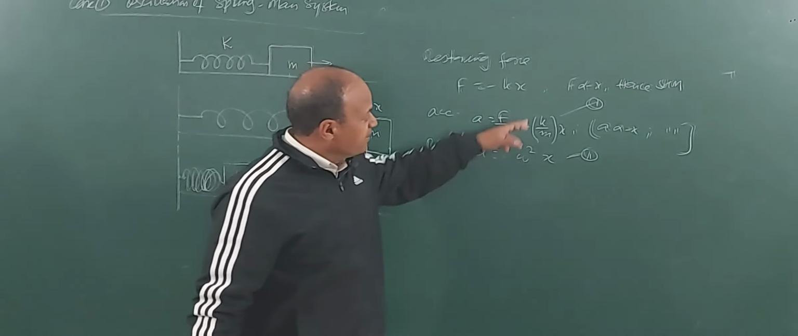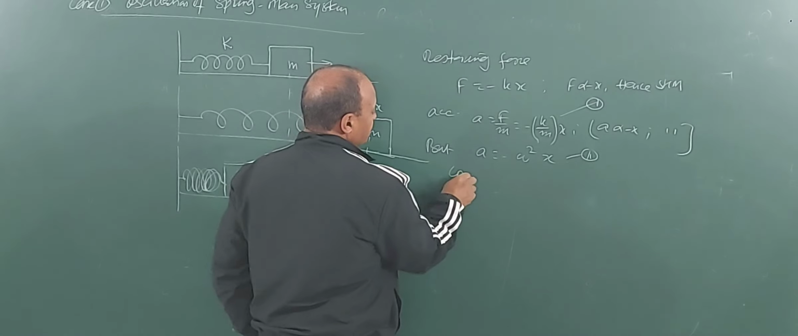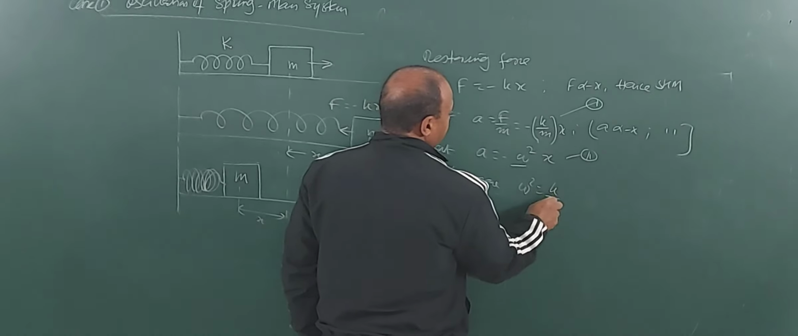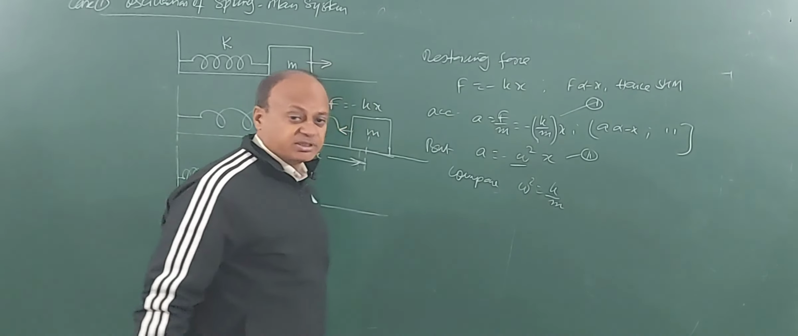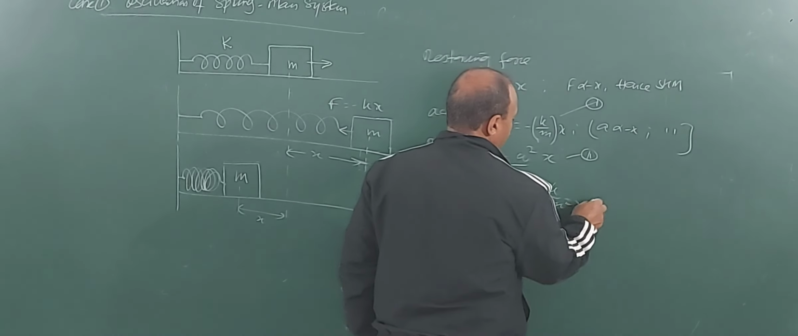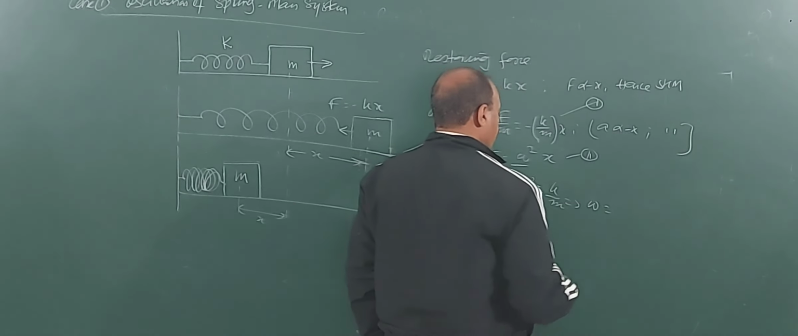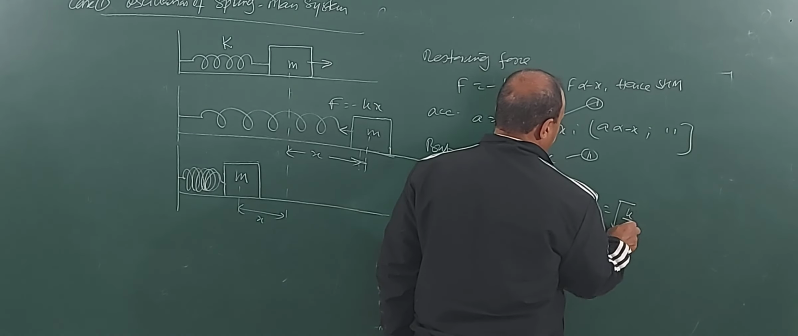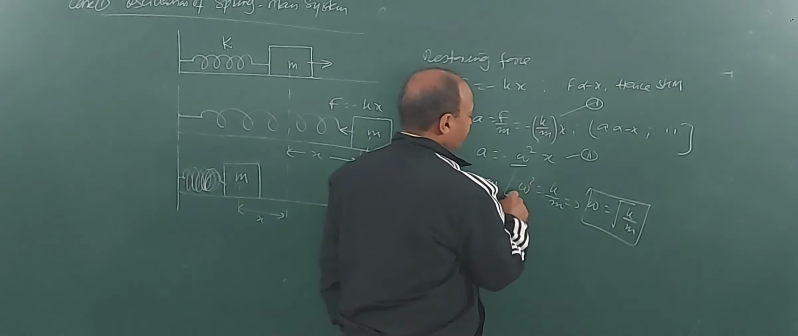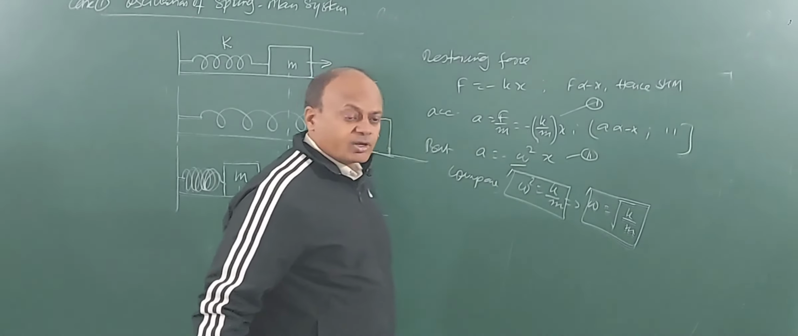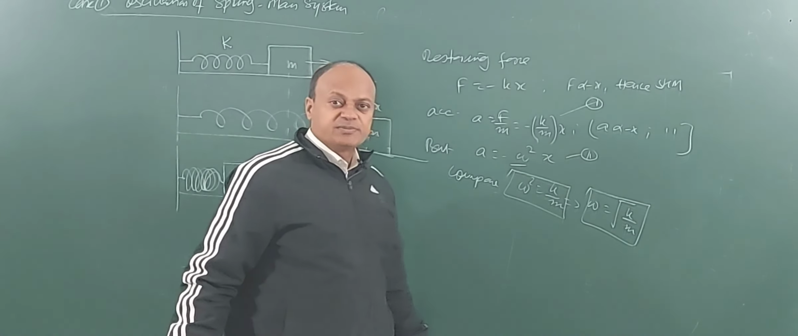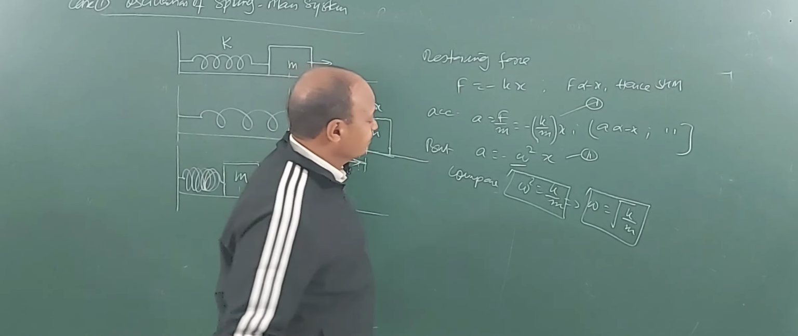Now, if I compare, children, then omega square will be how much here? k by m. This is a very important equation and you should remember it. Omega square is equal to k by m, and omega will be how much here? Omega is equal to root over k by m. This is an important equation. Also, k is equal to m omega square, you can write. K is the spring constant, also called the spring factor.